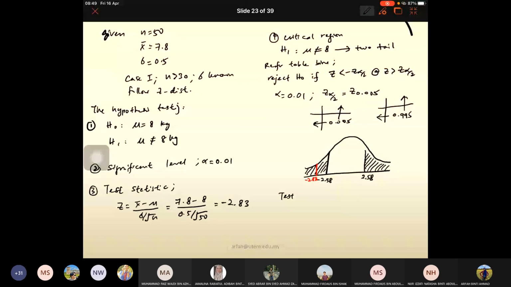Test statistik Z sama dengan negatif 2.83 falls in the rejection region. Okay. So, decision kita adalah reject H null. Then, boleh buat dia punya conclusion. So, step kelima, draw your conclusion.